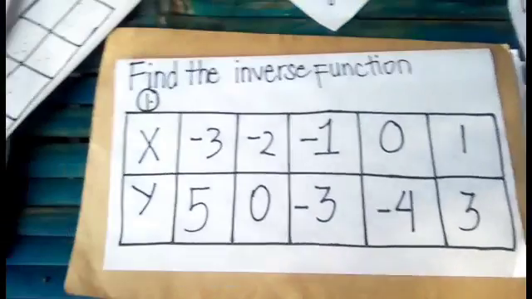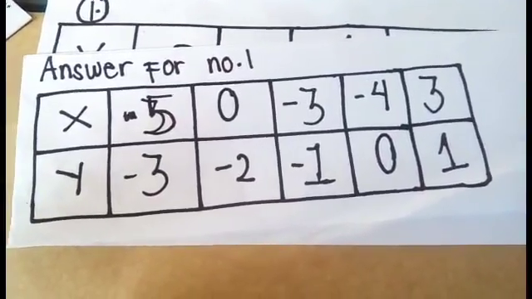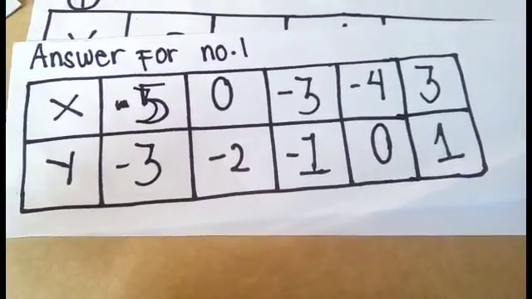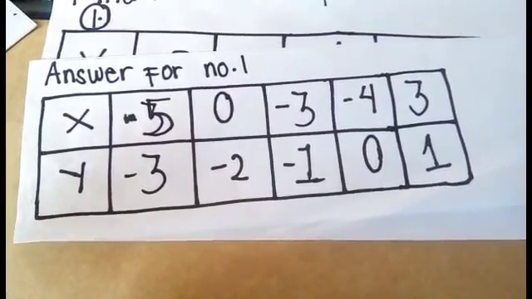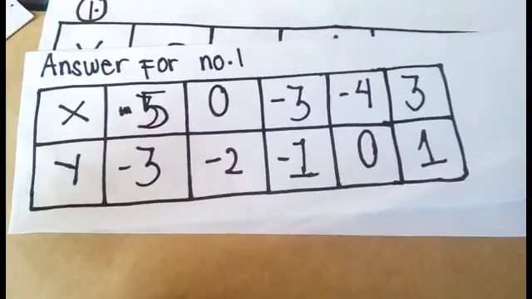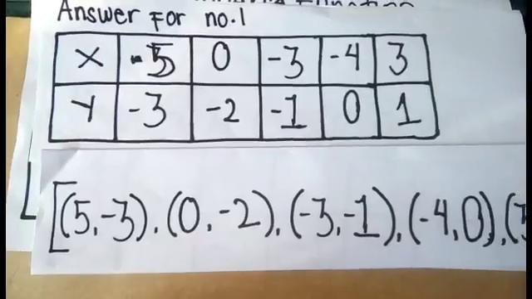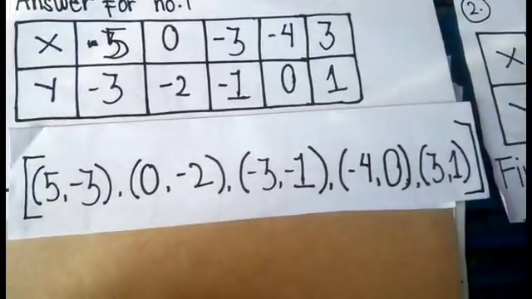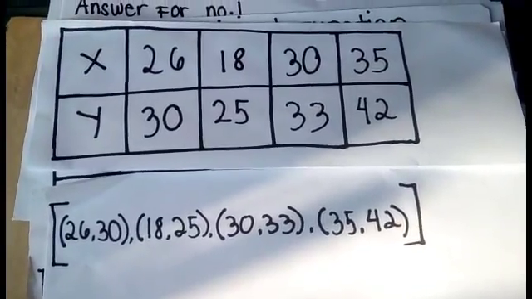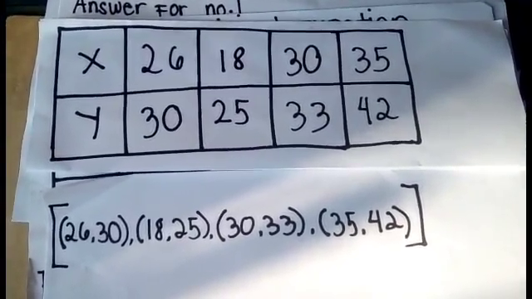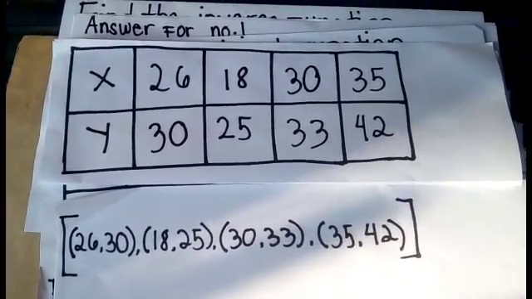The answer for question number 1 is: the x variables of the original function are 5, 0, negative 3, negative 4, and 3. For the range, the y variables are negative 3, negative 2, negative 1, 0, and 1. And for the set of ordered pairs, this is our answer for question number 2, the table of values and the set of ordered pairs. I bet you got the correct answers.